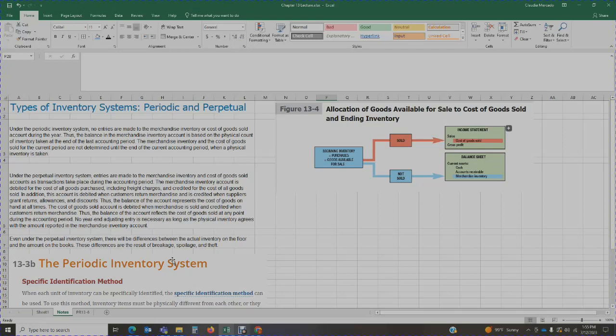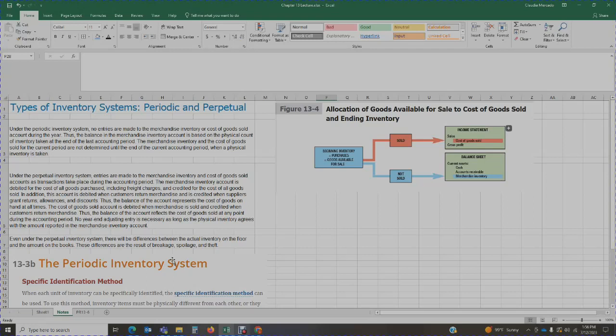Okay, and it highlights the difference between the two. Okay, so under the periodic inventory system, basically no entries are made to the merchandise inventory or cost of goods sold account during the year. Okay, no entries are done. The balance in the merchandise inventory account is based on a physical count of inventory taken at the end of the last accounting period. Okay, so we basically do inventory once a year. We update our records at that point in time, and that is it.